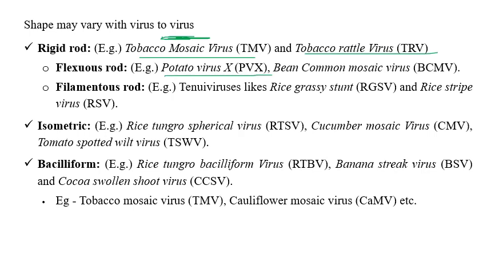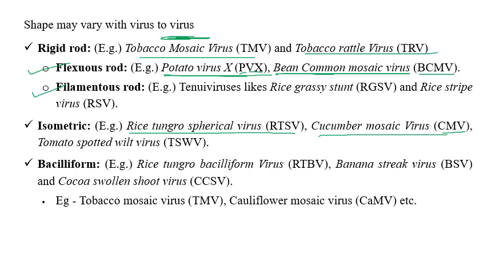Flexuous rod: potato virus X, as I told you in the naming and classification of virus, PVX. In the bean common mosaic, BCMV stands for bean common mosaic virus. So in rod shaped there are two types, flexuous rod and filamentous rod. Examples have been given here. Then isometric examples are the rice tungro spherical virus as well as cucumber mosaic virus, CMV, in the sense cucumber mosaic virus.